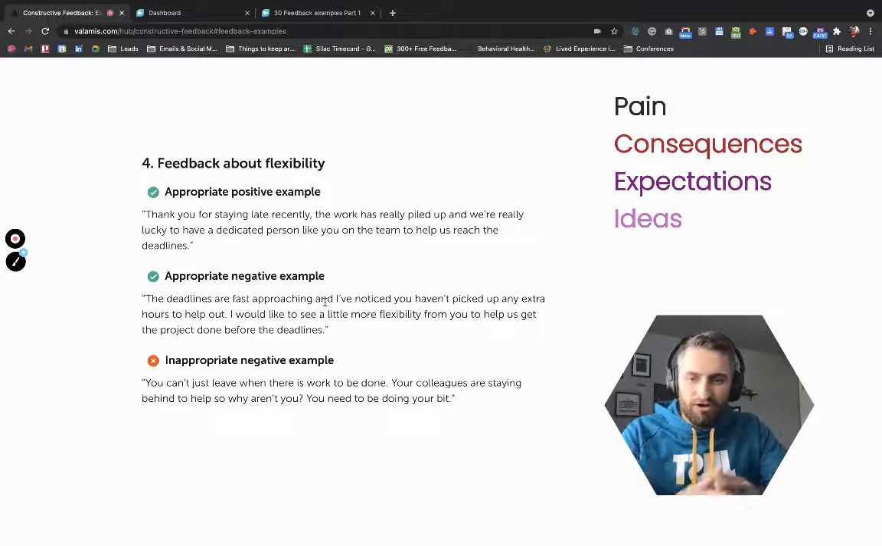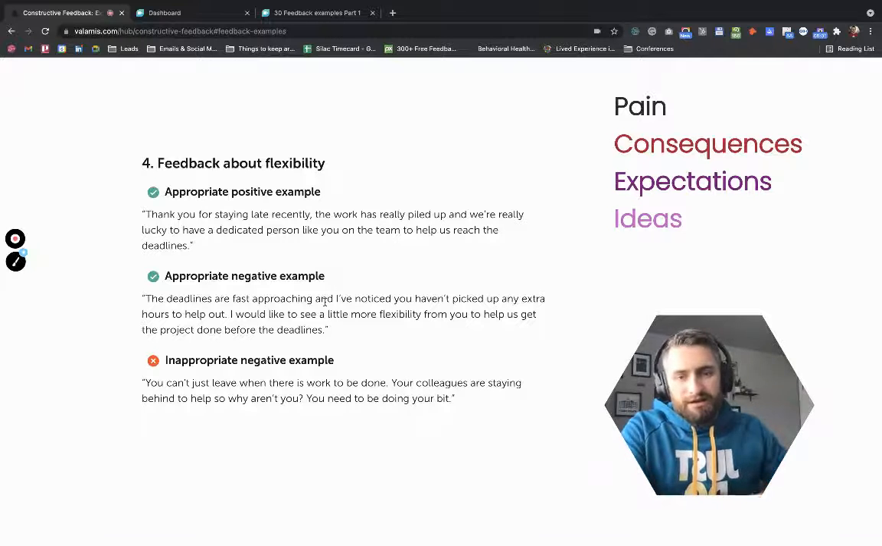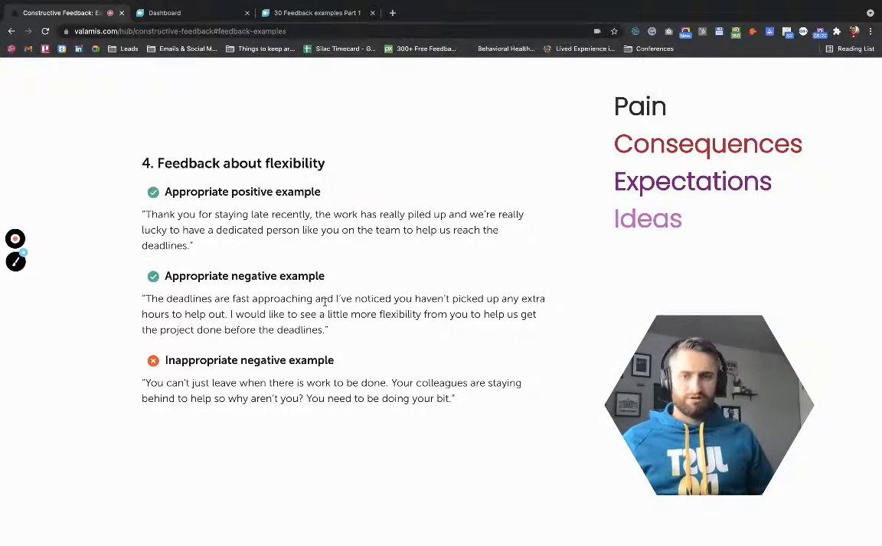Something that's lacking here in all of these examples is ideas of how you could improve this, right? So the idea could be, if it's around flexibility, maybe it's not staying late, maybe it's coming in early. Like maybe there's other things here you could say, like, hey, everyone's putting a little more effort in. Could we brainstorm some ideas of where you could help out in this regard? Like, can you get down to the root cause? Is the root problem hours, or is the root problem work done?